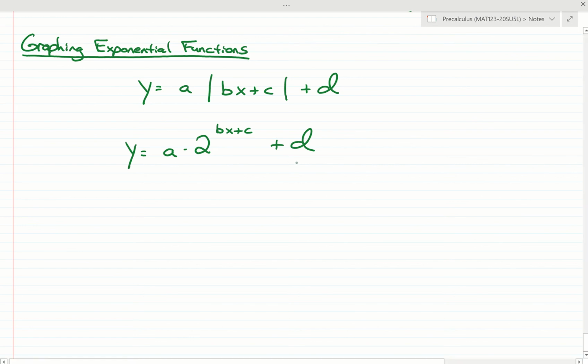D is going to move the graph up and down. If d is positive, it goes up. Negative, it goes down. So I'll write that over here. If d is positive, the graph goes up. If d is negative, the graph goes down. And what about c? C is going to move the graph left and right. It's positive, it goes left. Negative, it goes right.